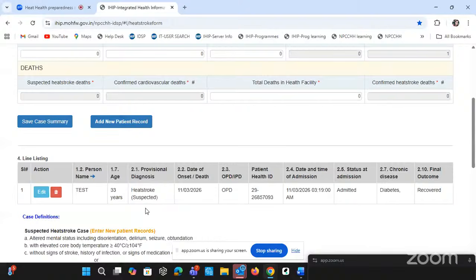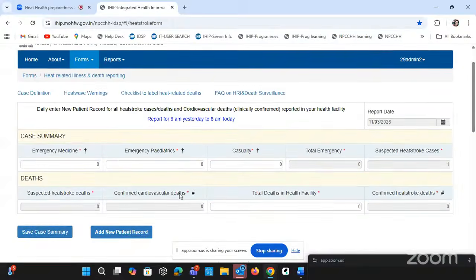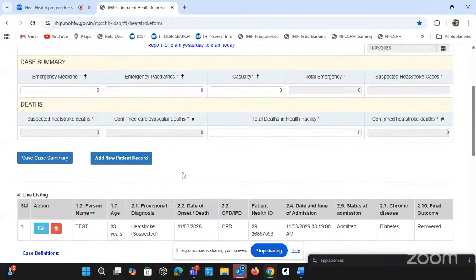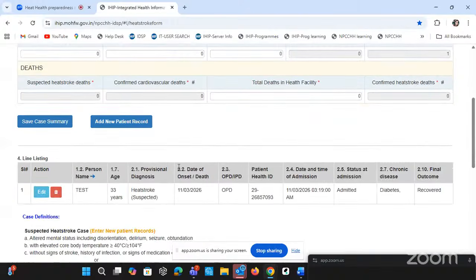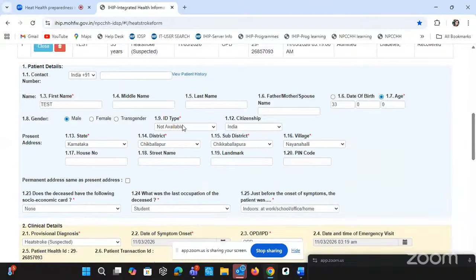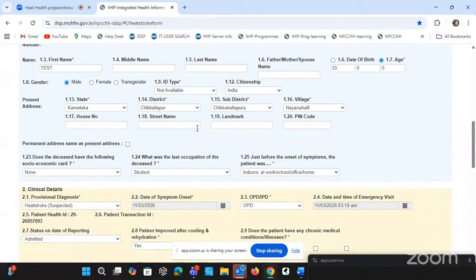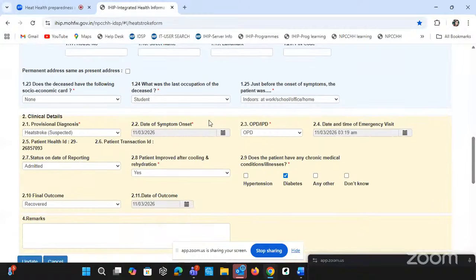Recap on what Bhupesh ji told. So we have aggregate number of cases in emergency medicine, emergency pediatrics and casualty, where we have to enter the aggregate numbers. Then, to report a suspected heat stroke death or a heat stroke case, we have to add a case-based record. Here we go to add a new record, patient record, and fill in all the patient details which were shown by Bhupesh ji to you. Then we save it.